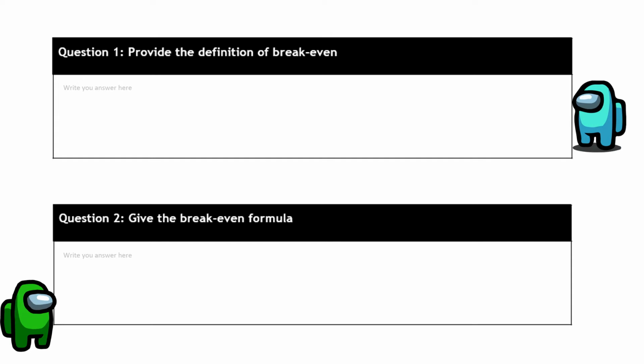Question 2. Give the formula for break-even. Now the formula requires the answer, the equal sign and the calculation. You need to provide the full formula, and we'll have a think about this. We need to look at fixed cost, we need to look at sales price, we need to look at variable cost. We're also going to use brackets as well.